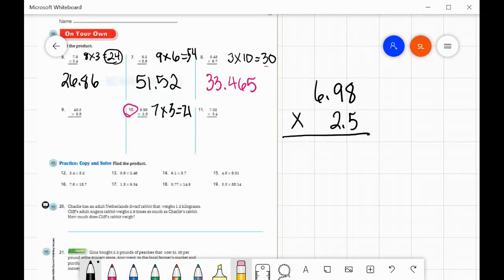All right, let's go ahead and multiply by our 5. 5 times 8 is 40. Carry the 4. 5 times 9 is 45, plus 4 is 49. Carry the 4. 5 times 6 is 30, plus 4 is 34.